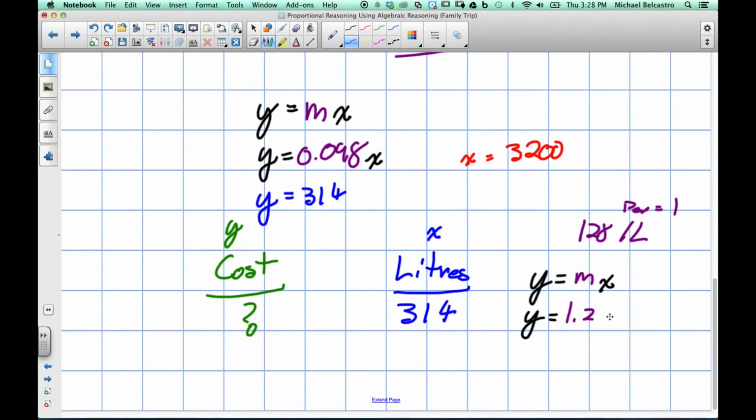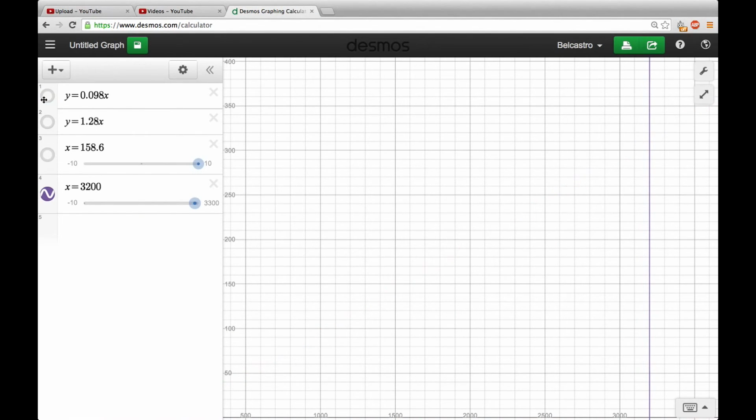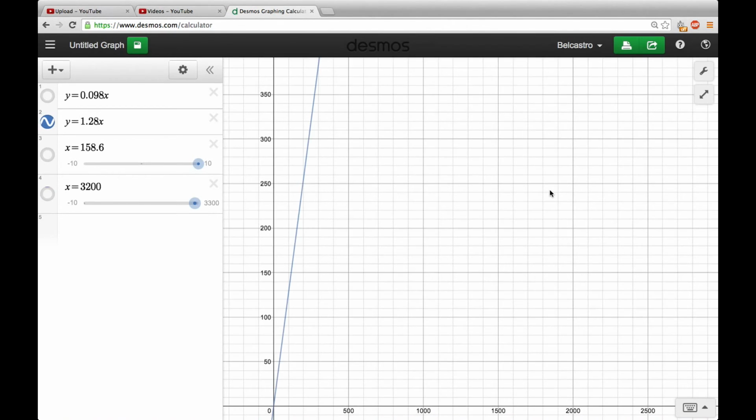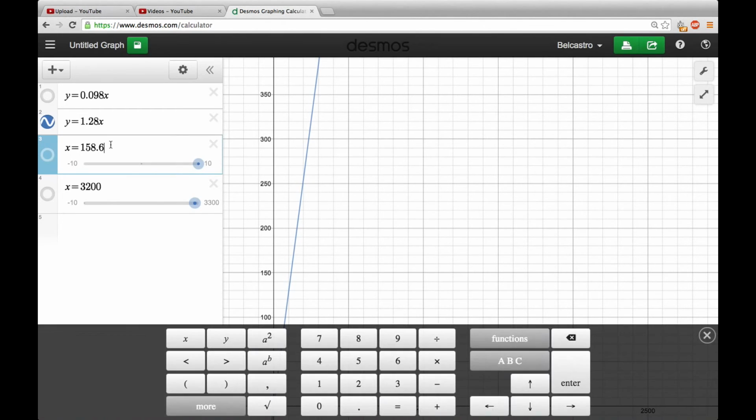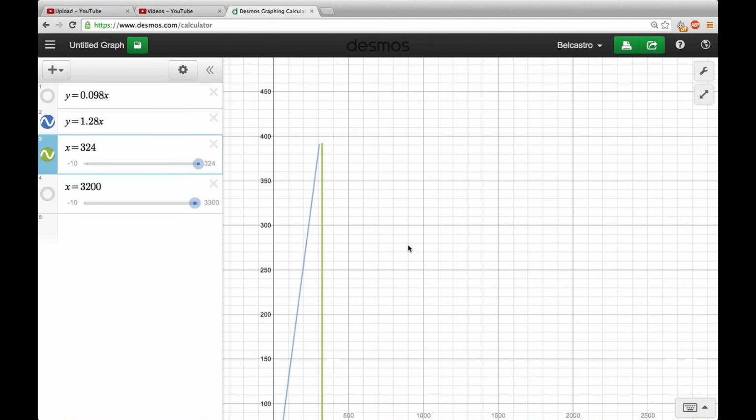Okay, and when we plug in that formula, we're going to figure out our cost. And remember, our x in this case is 314. So let's get rid of this one, and now we have our new equation, or a new line for our equation. Okay, 1.28, and our liters are 314. I'm going to make an x vertical line straight up, and it's going to intersect, and it looks like it intersects right here.